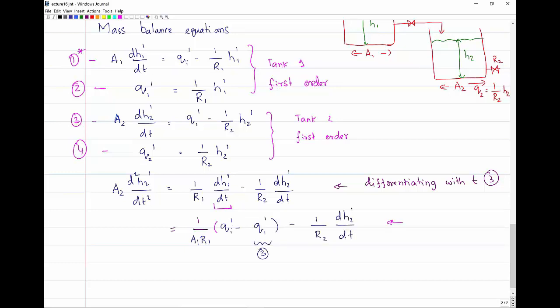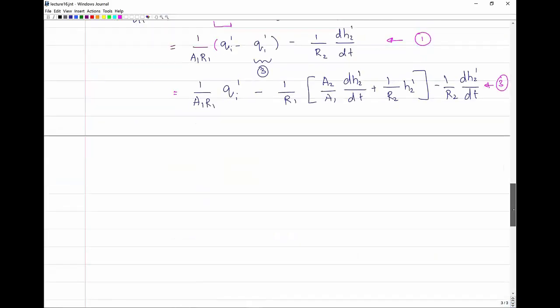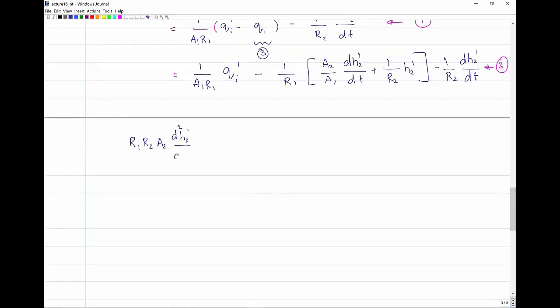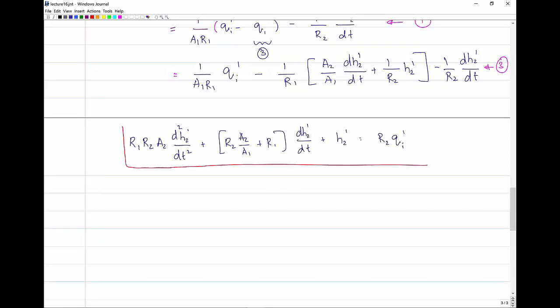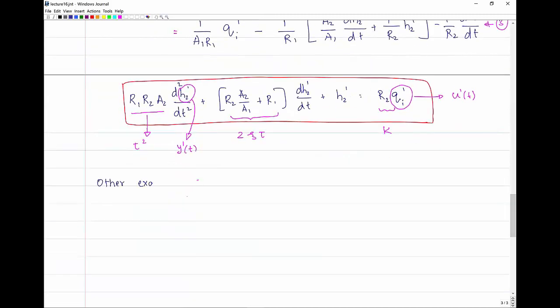Differentiate equation 3 with respect to time, and you get a second order differential equation. Then using 1 and 3, you can simplify that equation, eventually resulting in a second order differential equation of the form shown here. Now this differential equation looks very similar to the standard second order differential equation shown earlier. The H2 in the differential equation is the y in the standard differential equation. The coefficient of the second derivative is tau square. The coefficient of the first derivative is 2 zeta tau. And the coefficient of the input Qi is K.